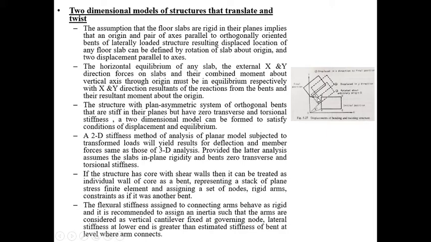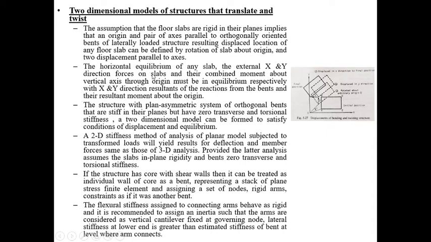So 2 and 3. Here in this case you will have the rotation as well as the displacement in the x and the y. That is given here: two displacements parallel to the axes and rotation of the slab about the origin. This takes place when the structure is allowed to translate and twist.